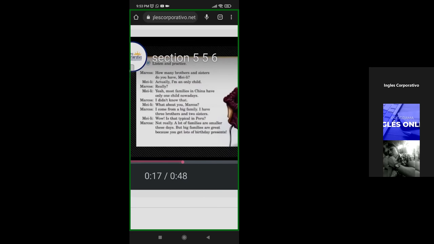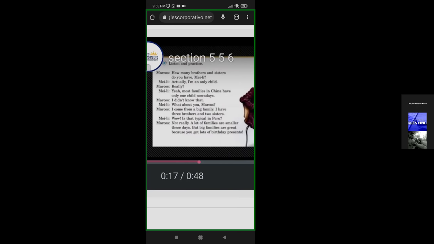Okay, how many brothers and sisters do you have, Joanna? Actually, two children. Really? Yeah. Most families in El Salvador have only one child nowadays. Teacher is here. What? I'm right here paying attention. What does nowadays mean? Nowadays is ahora en día. Okay. Yeah. I didn't know that.